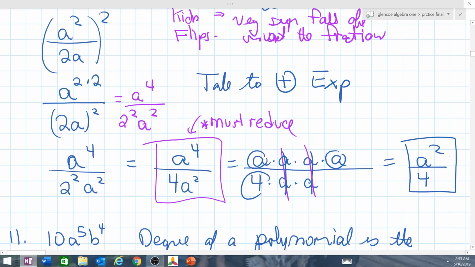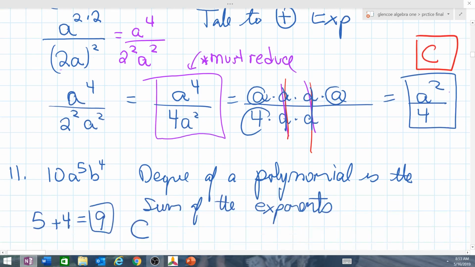over 4a squared. I highly recommend, because people will still miss it if they don't take the time to prime factor, a times a times a times a over 4 times a times a. These two a's cancel out, and you're left with a squared over 4. Are you guys with me? A squared over 4, and that was choice C. Did that help you guys?